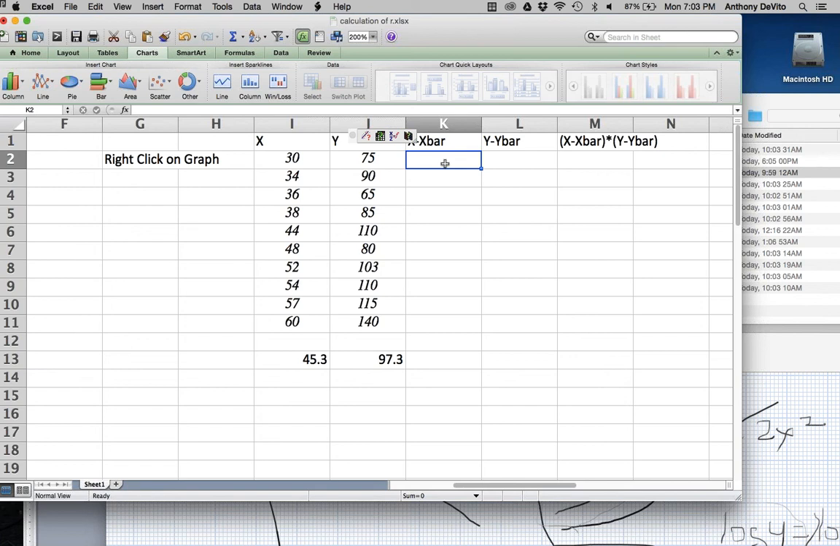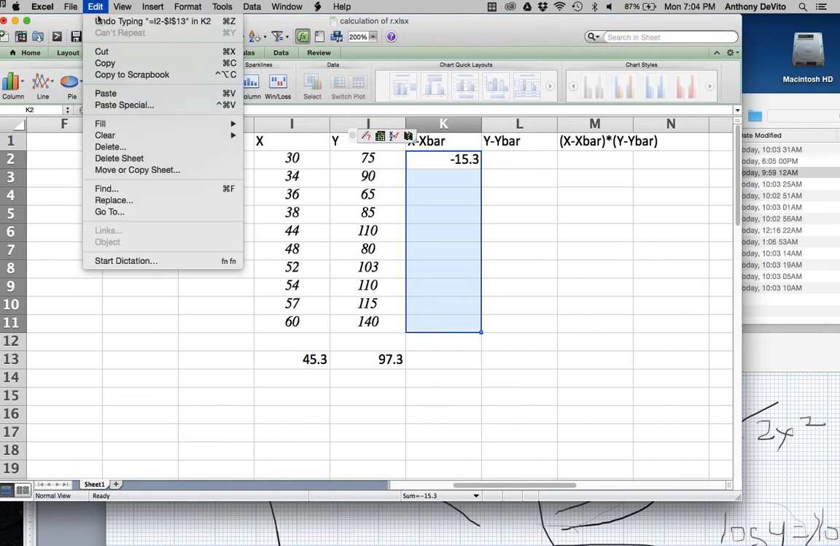First thing I'm going to need if I want to calculate the variability for x and variability for y is the difference between x and x bar. So that's going to be equal to the value for x minus x bar. I'm about to hit enter, but before I do, I'm going to put a $ in front of the I and the 13, so that when I copy it down, it'll keep that value of 45.3. Okay, so there's x minus x bar, and I'm going to fill down.